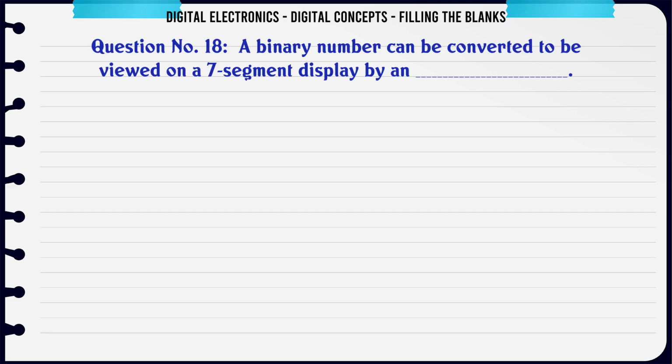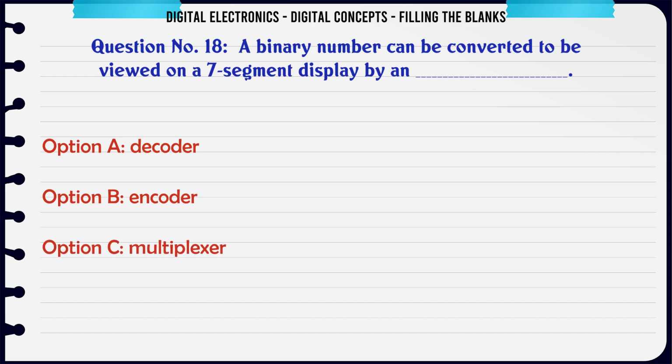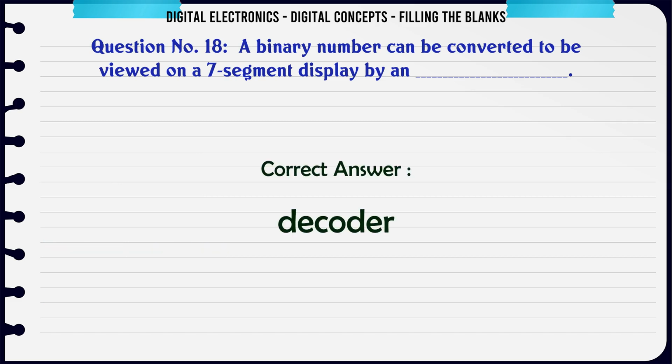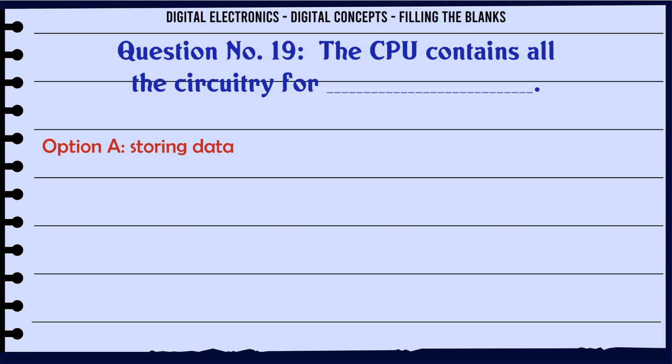A binary number can be converted to be viewed on a 7-segment display by an A. decoder, B. encoder, C. multiplexer, D. magnitude comparator. The correct answer is decoder.